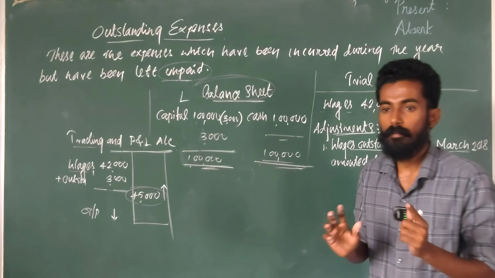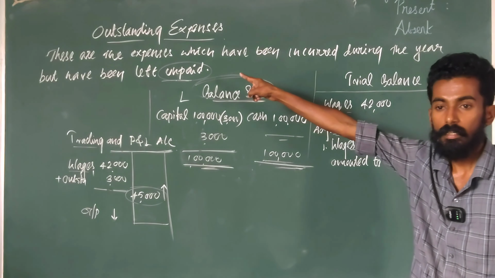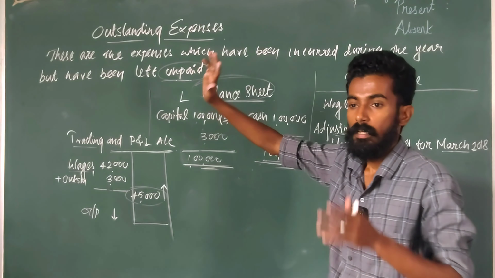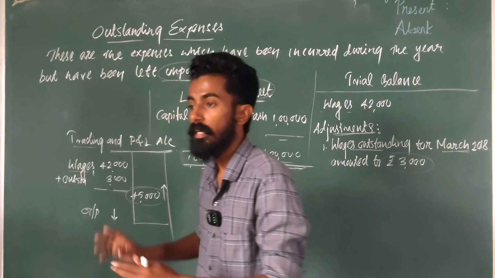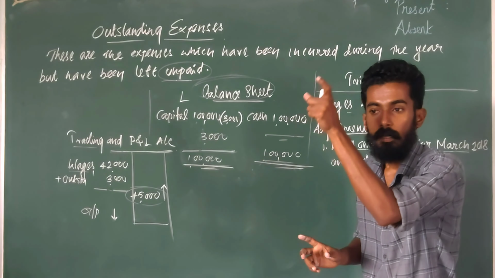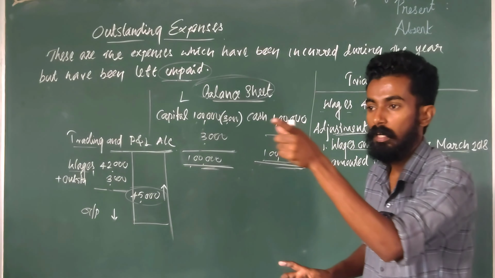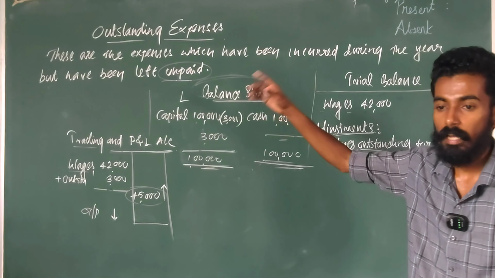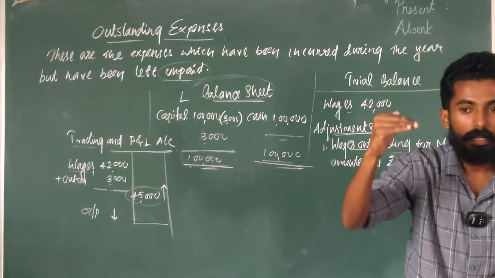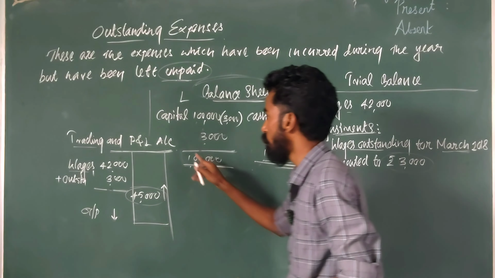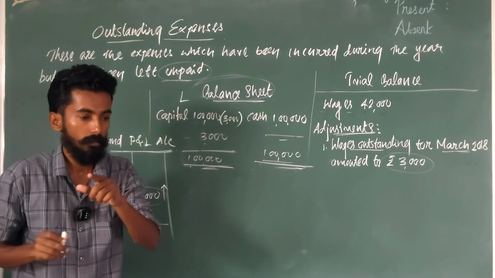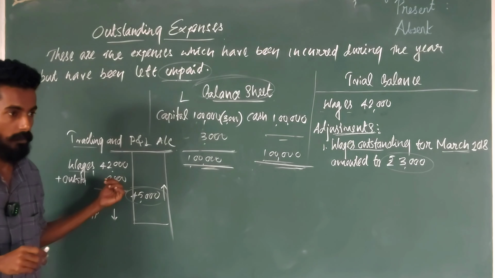Ready? So what is the conclusion when we adjust outstanding wages or any outstanding expense? We need to add that expense along with that particular expense, and in the same way that expense comes under the liability side of the balance sheet as outstanding salary, outstanding wages.